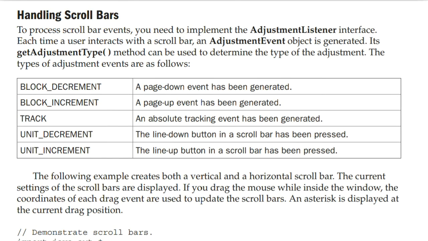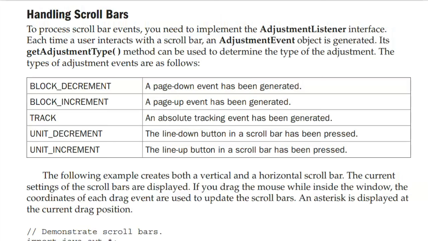Handling scroll bars. To process scroll bar events, you need to implement the AdjustmentListener interface. Each time a user interacts with the scroll bar, an adjustment event object is generated. Its getAdjustmentType method can be used to determine the type of the adjustment. The types of adjustment events are as follows: BLOCK_DECREMENT, a page down event has been generated.